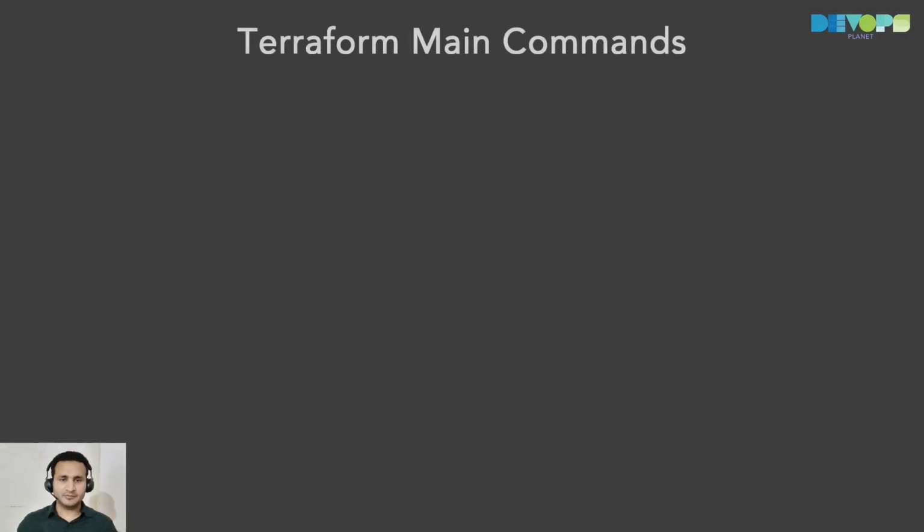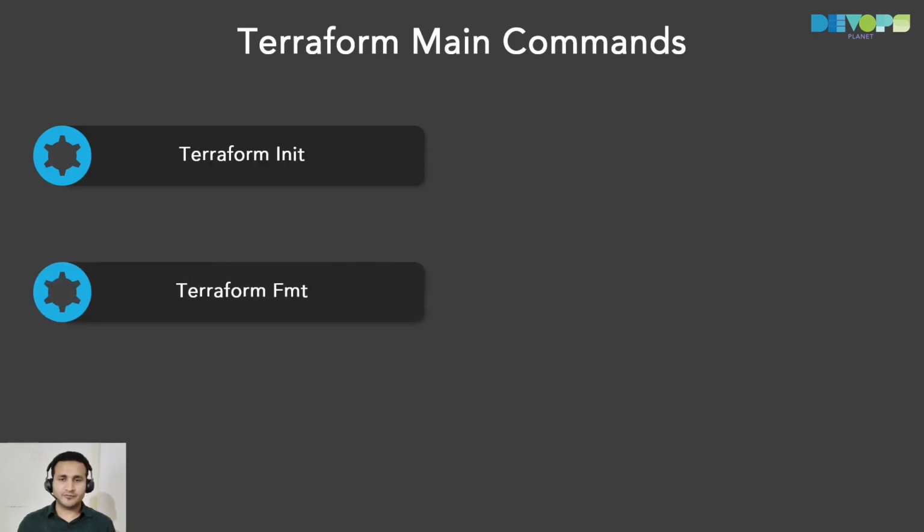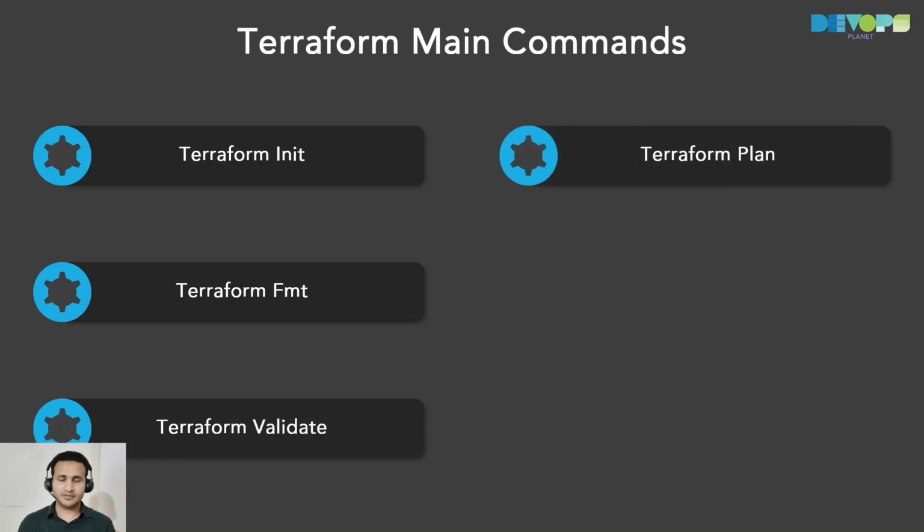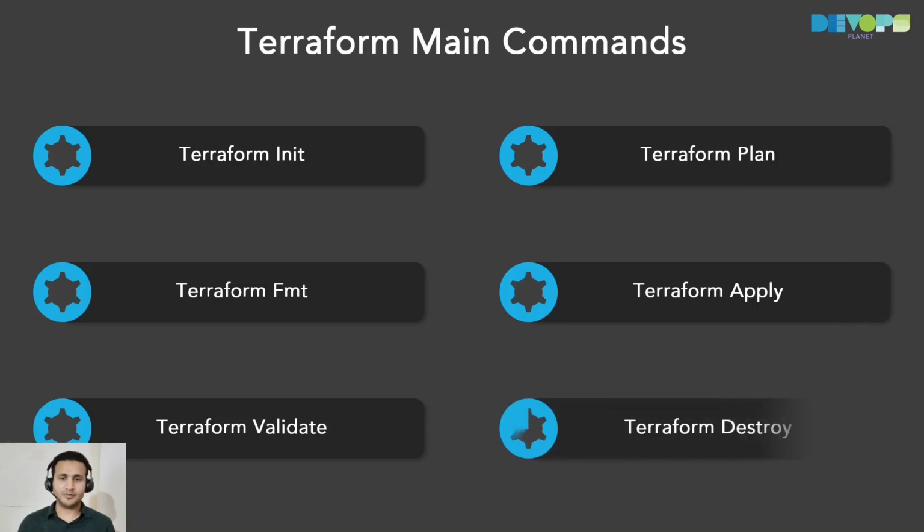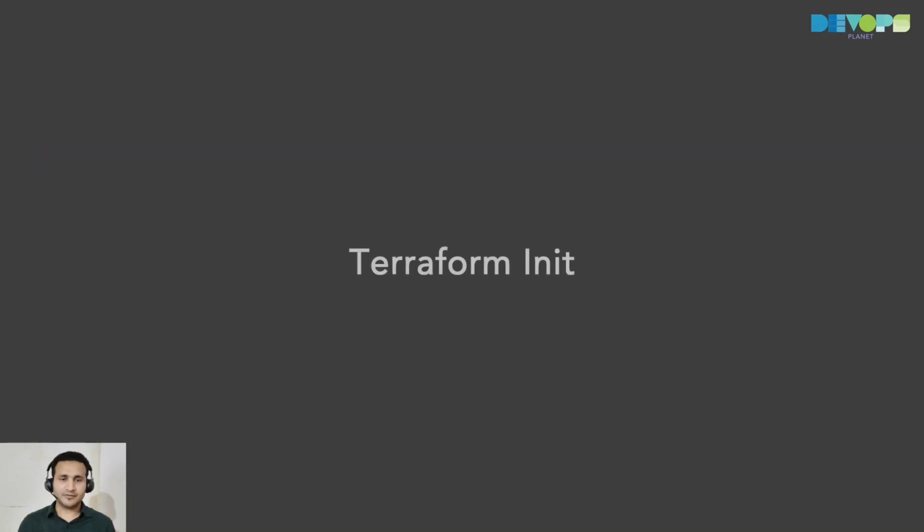In main commands, the first command we are going to talk about is the Terraform init command, the Terraform initialization command. We already saw this command while discussing the providers. Then we are going to talk about the Terraform format command or Terraform fmt command. Then the Terraform validate command, then the Terraform plan command. Then we will discuss the Terraform apply command, and then the Terraform destroy command, including the purpose of all these commands and how to use them. So let's start with the Terraform init command.